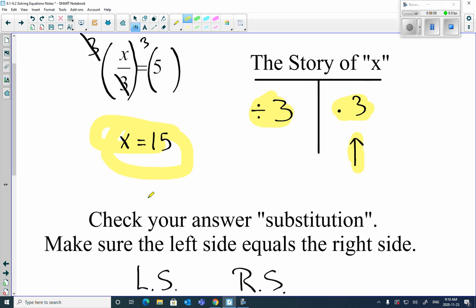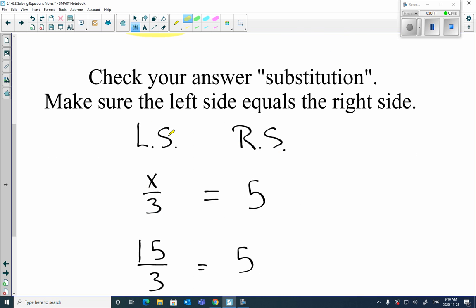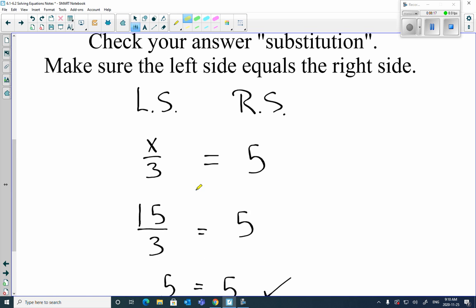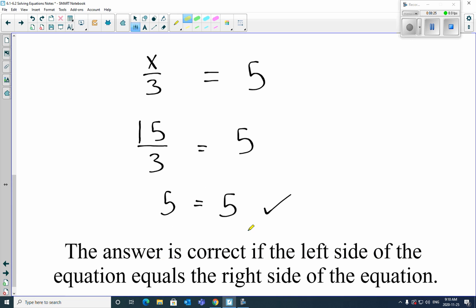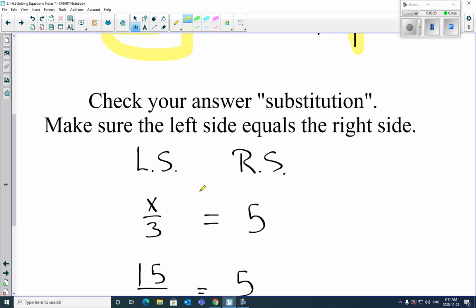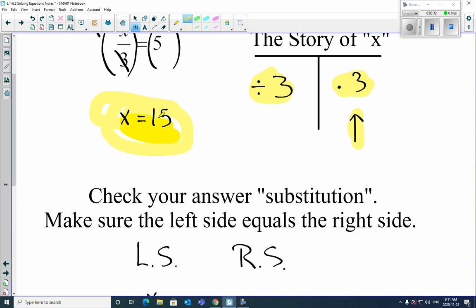Well, is that the right answer? I don't know. Let's check with substitution. So what we do is we have left side, right side. Plug in x divided by 3 equals 5. And then we're going to substitute in x for 15. So there's the 15. 15 divided by 3 is 5. So left side equals right side. 5 equals 5. So we know we did it correct. Now remember, this 5 equals 5 is not your answer. That is just the checkpoint. Your real answer is x equals 15 up here, right?